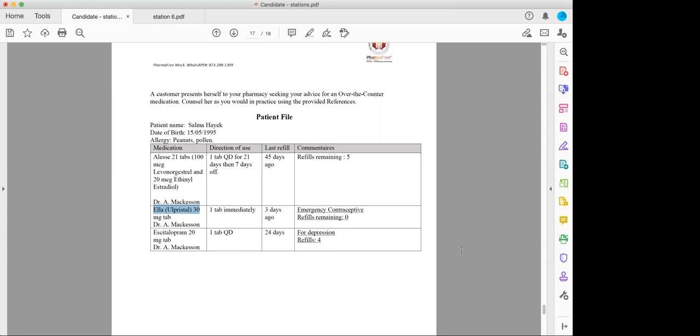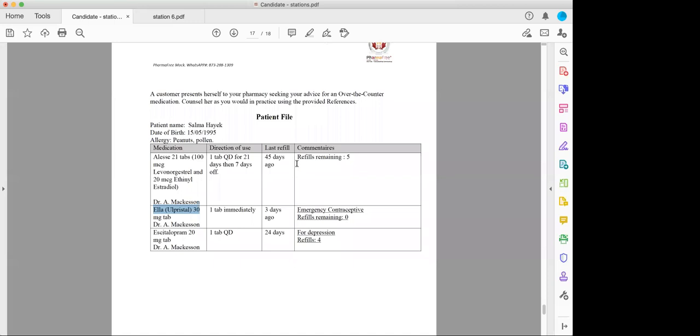Number three, you can give her Plan B, correct? Can we give Plan B in any situation? For what reason would I refuse to give Plan B now? Because Plan B contains progestin and ELA is a progesterone receptor blocker, so it will not work, I think. Yeah, exactly. For now, we cannot give Plan B.